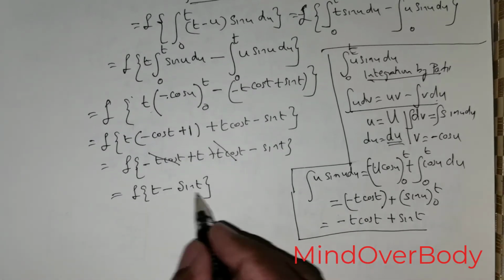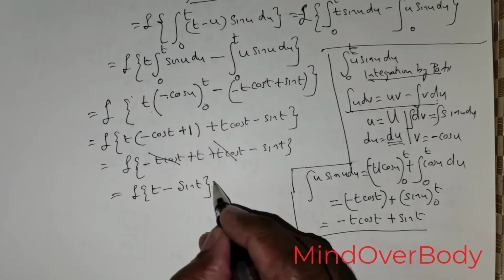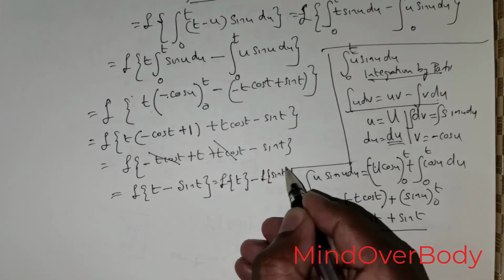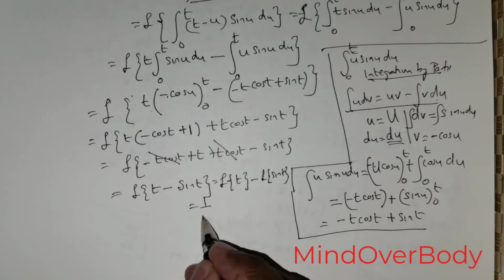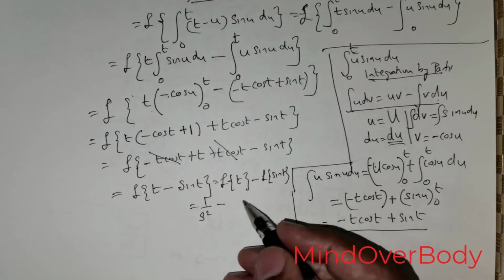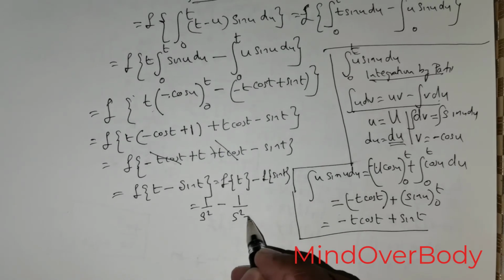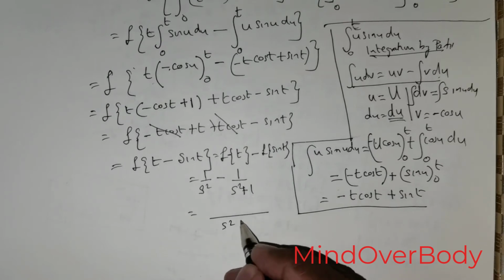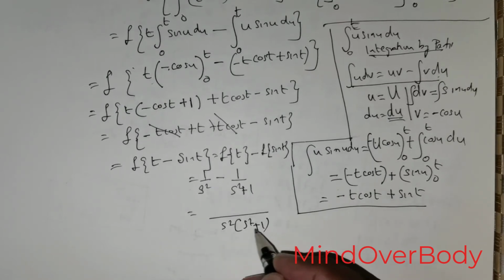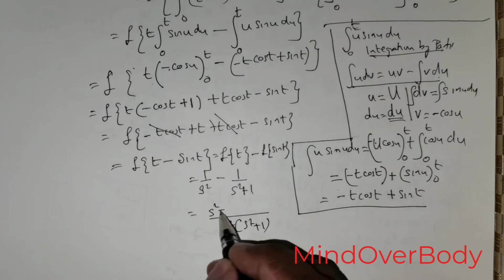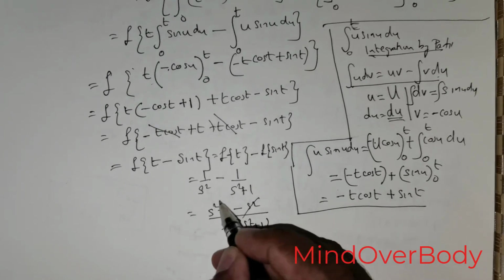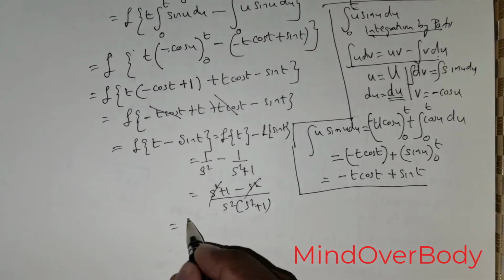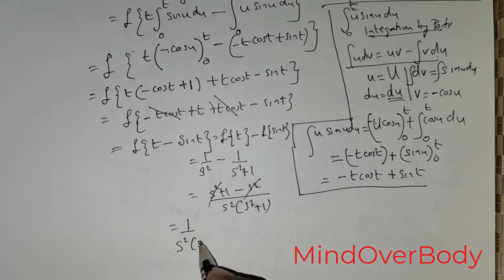So now we will have to calculate the Laplace transform of this. This is nothing but Laplace transform of t minus Laplace transform of sin t. Laplace transform of t is 1 over s squared, minus Laplace transform of sin t, which is 1 over s squared plus 1. If I take the LCM, s squared times (s squared plus 1), this gives me s squared plus 1 minus s squared. S squared minus s squared gets cancelled, and that is equal to 1 over s squared times (s squared plus 1).